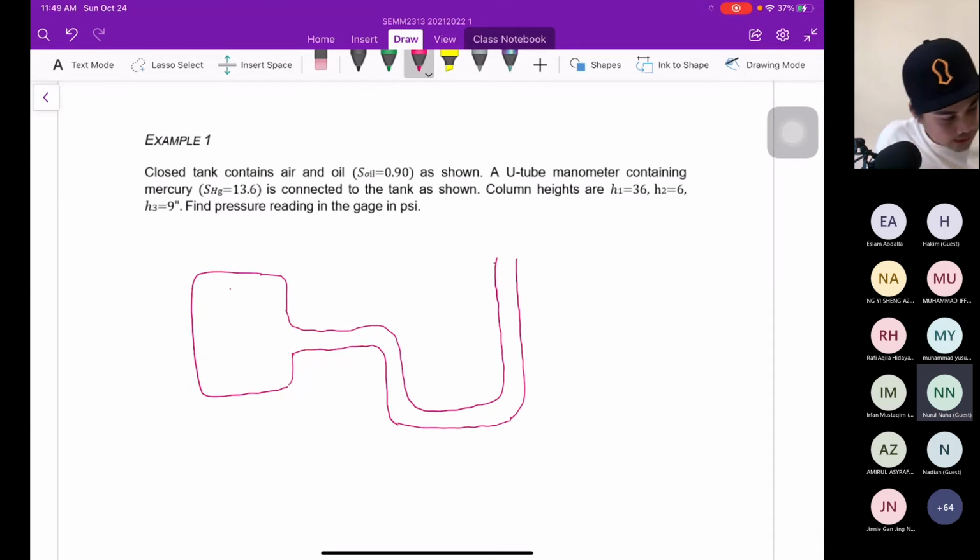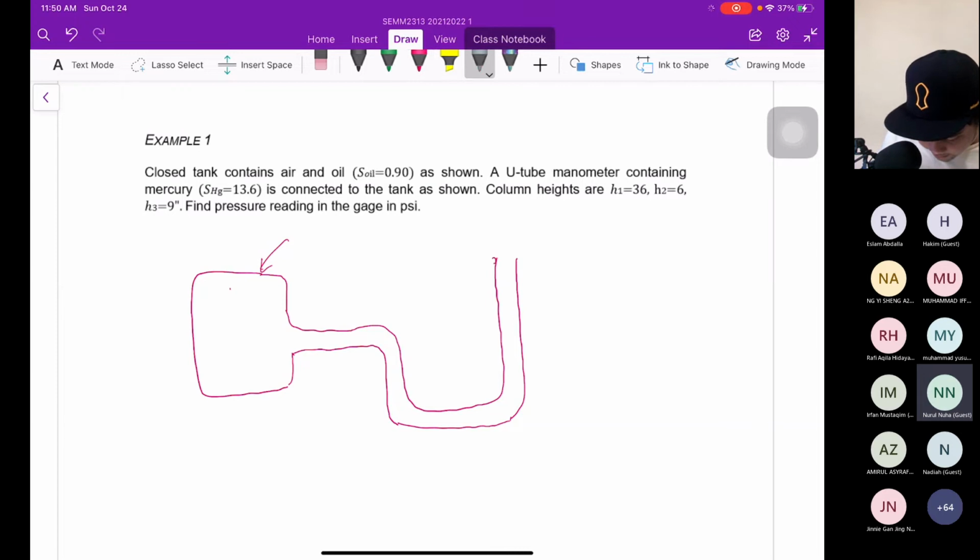Okay. This one is open to the air, so that means atmospheric pressure. And then fill with the... okay. The closed tank, this is the closed tank. Contain air and oil. Definitely fill with oil.